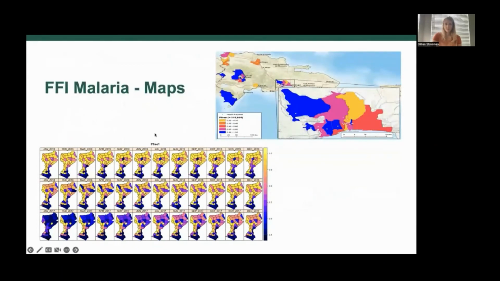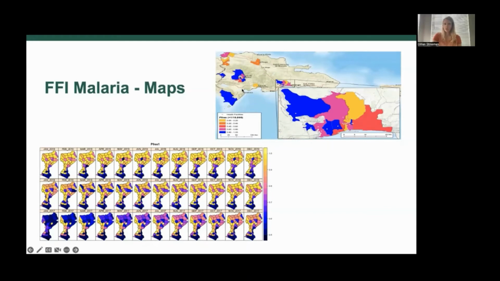We can also map the probability of freedom over space and over time. So this bottom plot shows how the probability of freedom evolves over time per health facility catchment areas. And we can see some clear spatial patterns with higher probability of freedom in the northern part and slightly lower probability of freedom in the more southern part of the area.